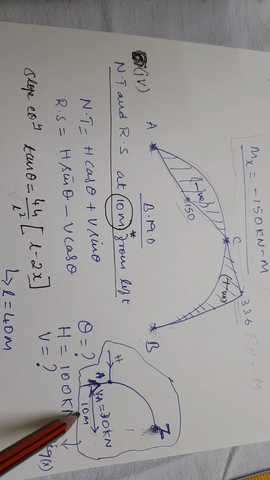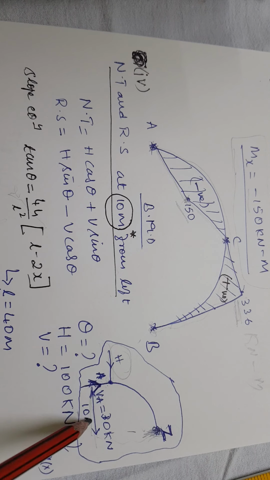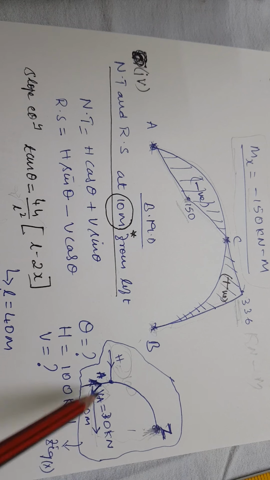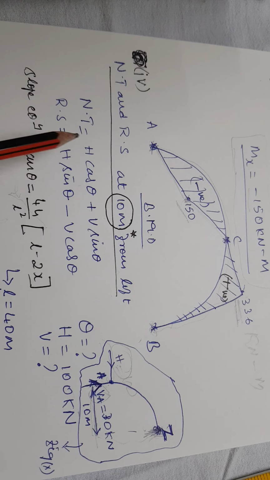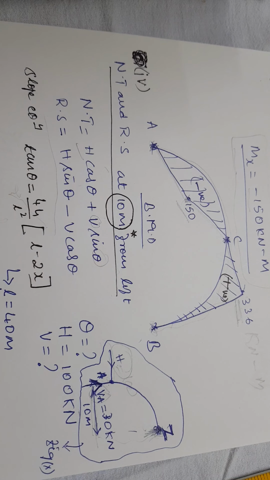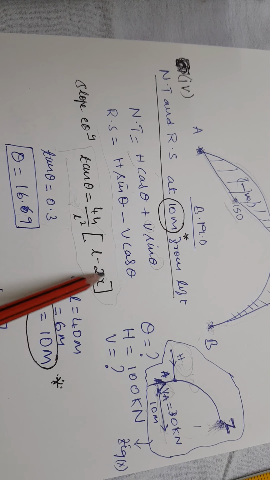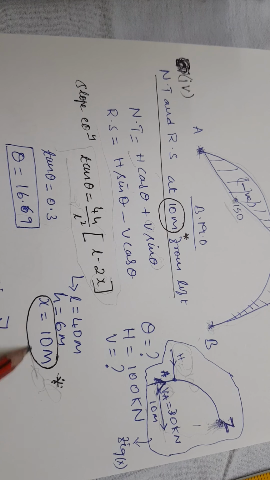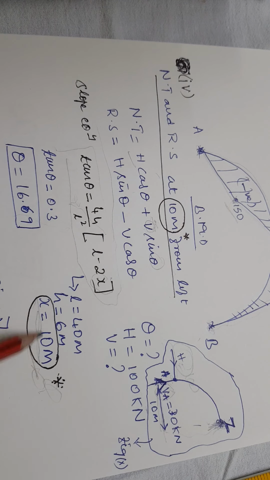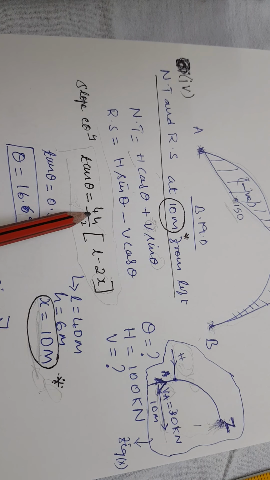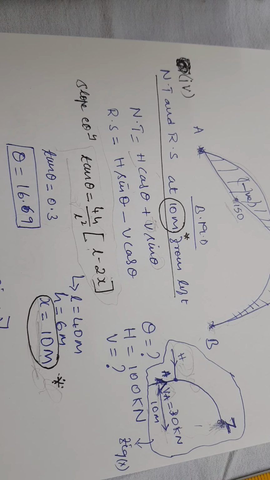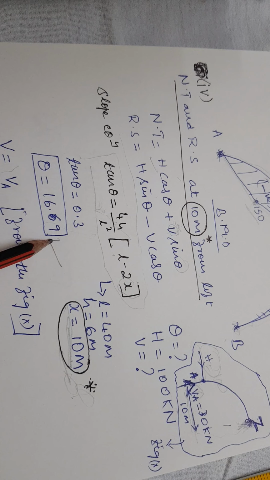It is at a distance of 10 meters. On the left side of the arch we have the horizontal force H, which you know is 100 kilonewton, and we have VA, whose value is 30 kilonewton. We know the formula for normal thrust and the formula for radial shear. Here you know the H value; the unknowns are V as well as theta. In order to find theta, we know the slope equation. Tan theta will be equal to the slope equation we know, where in place of x, it is given very clearly, with respect to the 10 meter distance. Substitute 10 in place of x, and similarly substitute the h and L values as we did for the previous problem. You will get the theta by using the slope equation.